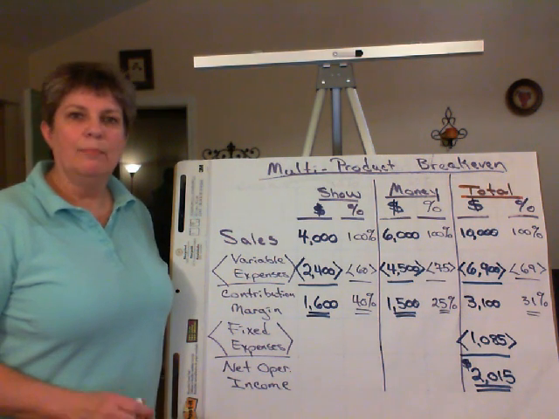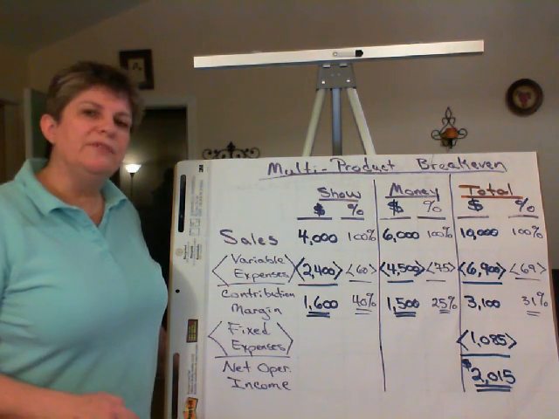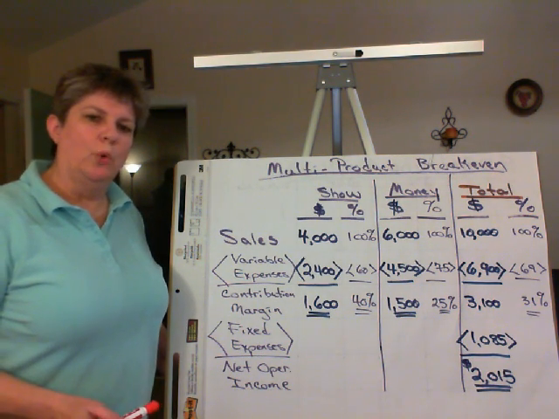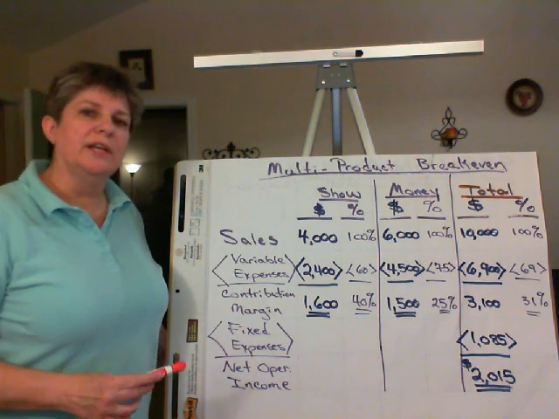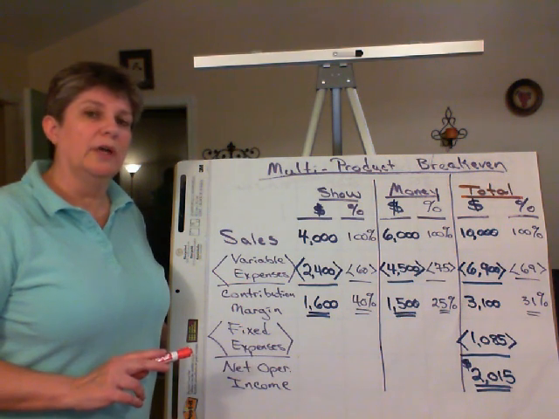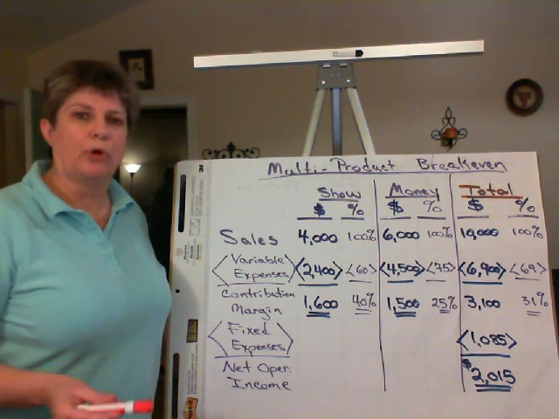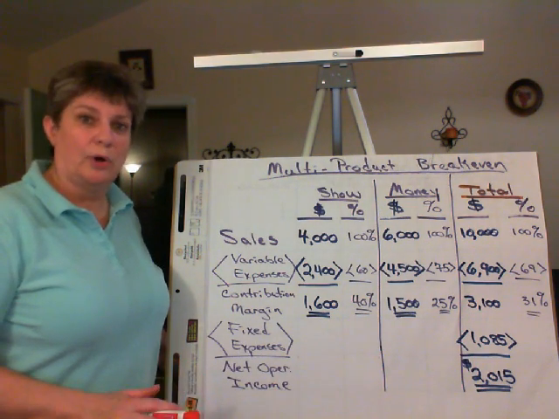Managerial accounting: multi-product break-even analysis. Now, we've seen how to calculate break-even point for a business that has a single product. Now let's look at an example of how to calculate break-even point for a company that has more than one product. We're going to simplify the example by having only two products.